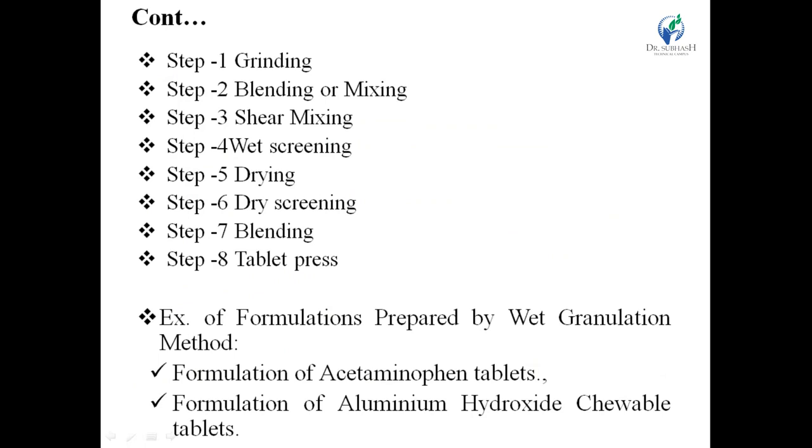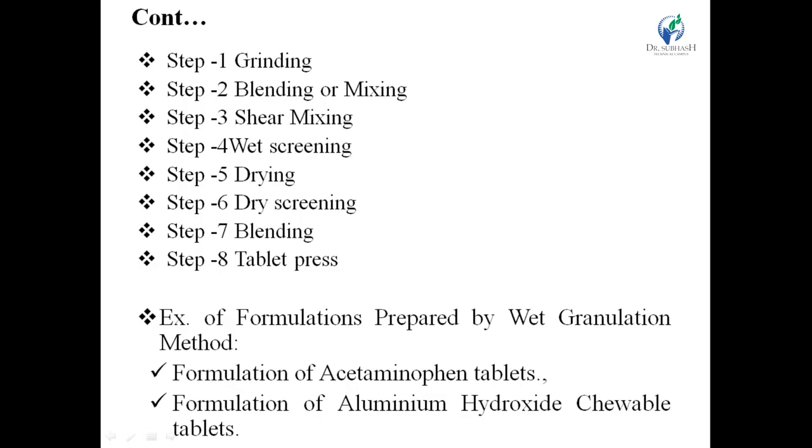In the first step, grinding: the drug is added to the granulator and ground. Second is blending or mixing. The suitable adjuvants or excipients are added and mixed in a blender or mixer. Step 3 is shear mixing. In this step, granulating liquid, for example any organic liquid or water, is added to form a damp mass of the powder material which resembles agglomerates.